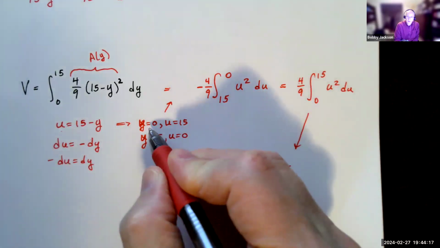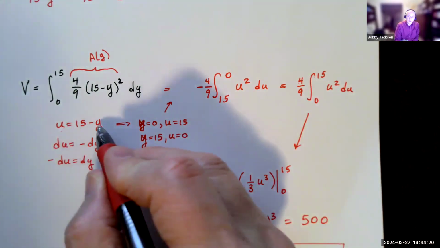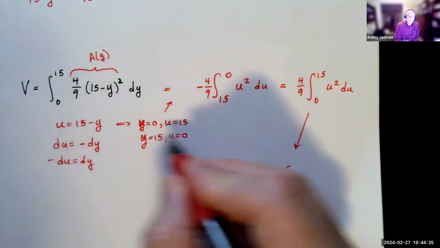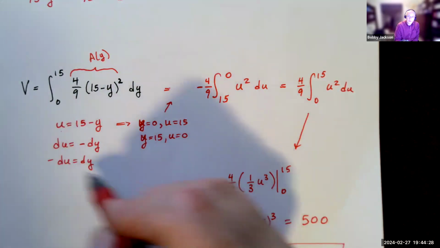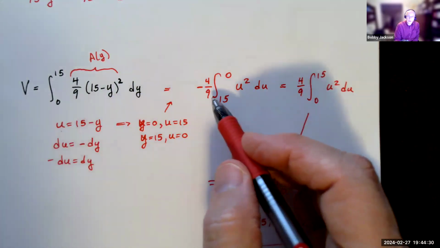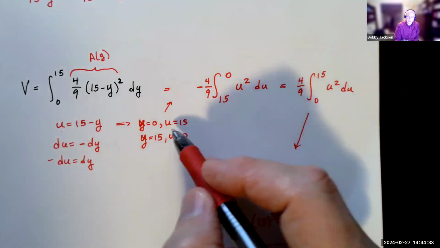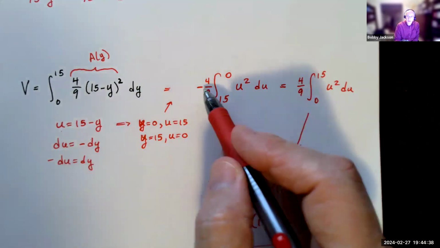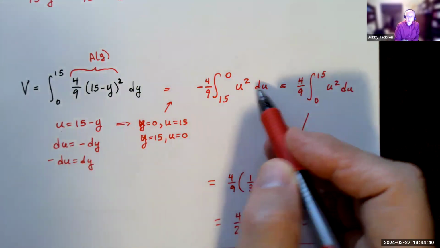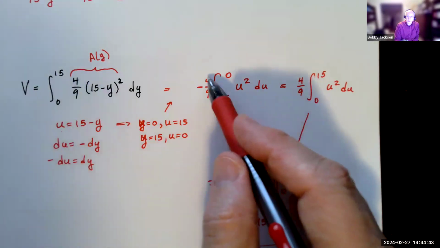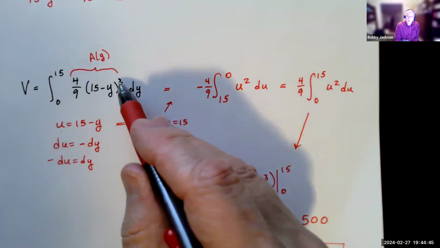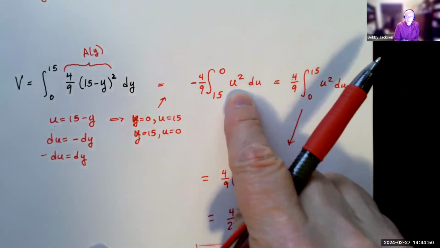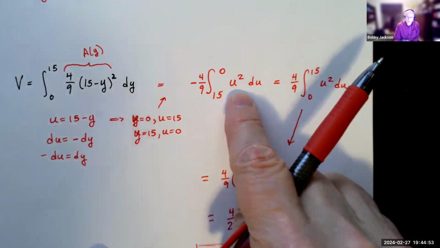If y is 0, then u is what? 15 minus 0 is 15. And if y is 15, the upper limit, 15 minus 15, u is 0. So after we do the substitution, we're now looking at the integral going from 15 to 0, because of the new u limits. And then the dy is negative. I pulled that negative out along with du, and this 4/9 I pulled out as well, so I get negative 4/9, and then I'm left with 15 minus y squared, but u is 15 minus y, so I get u squared. So now I'm just taking the antiderivative of u squared, and it's pretty easy to do.